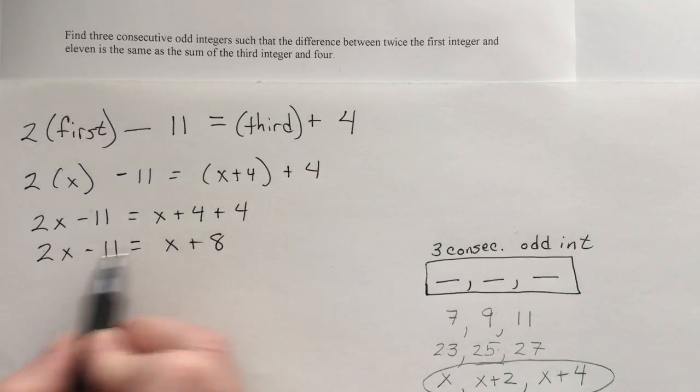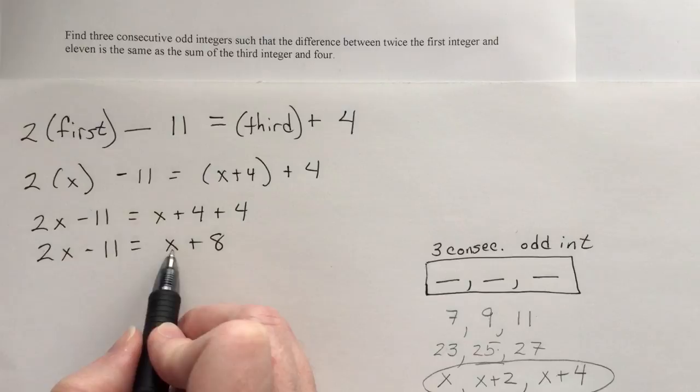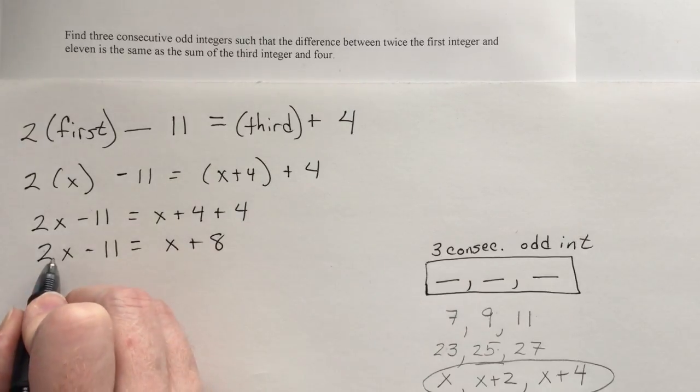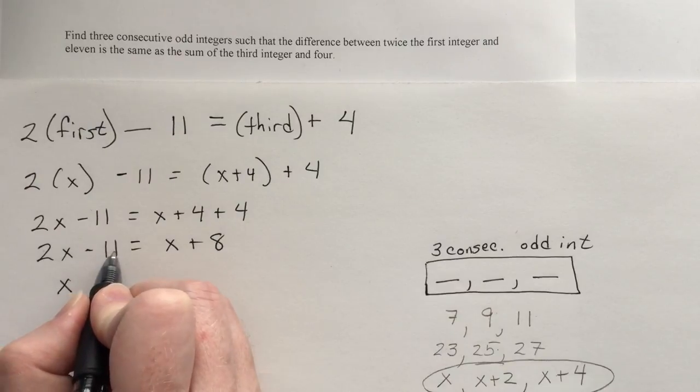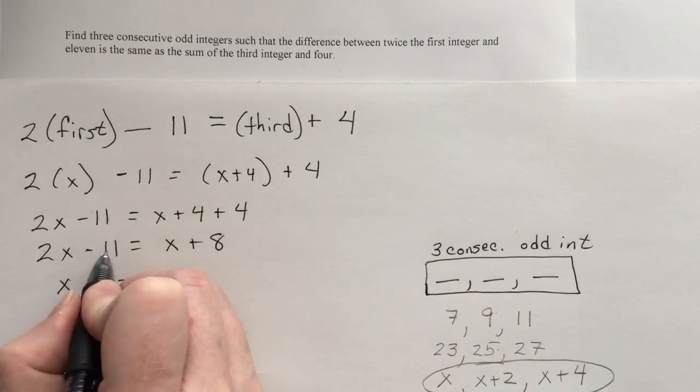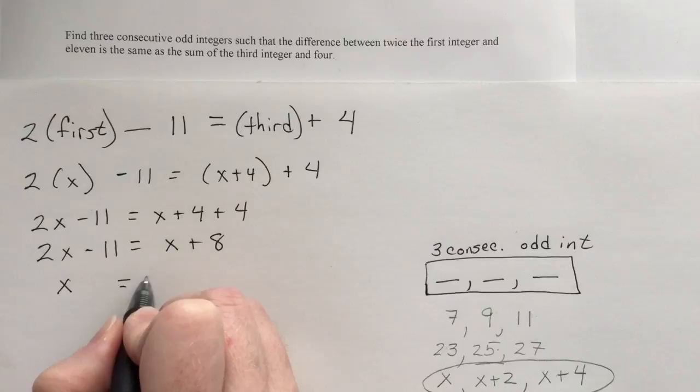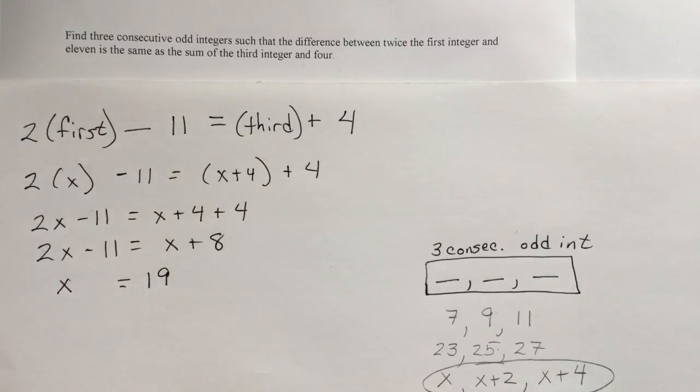Variables on both sides. To get all of them on one side, I'm going to subtract x from each side. So 2x minus x is x. I'm going to add 11 to each side. 11 plus 8 is 19. So x is 19. My integers are 19, 19 plus 2, 21, 19 plus 4, 23.